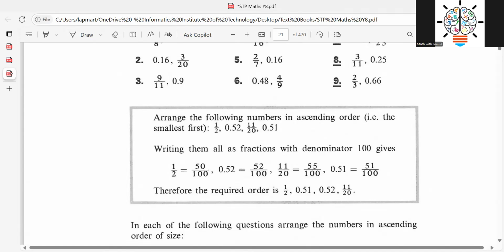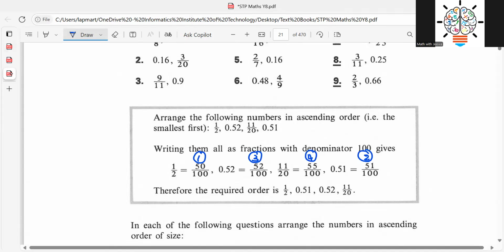1 over 2 you can write as 50 over 100. 0.52 you can write as 52 over 100. 11 over 20, you just write the equivalent fraction. 20 you convert into 100 by multiplying by 5. So 11 also you multiply by 5, and it gives me 55. And 0.51, I write as 51 over 100. Now you just look at the values 50, 52, 55, 51. So what is the smallest one? If it is ascending order, this is the smallest one. Then this is the next one. This is the third one and this is the biggest one, right?